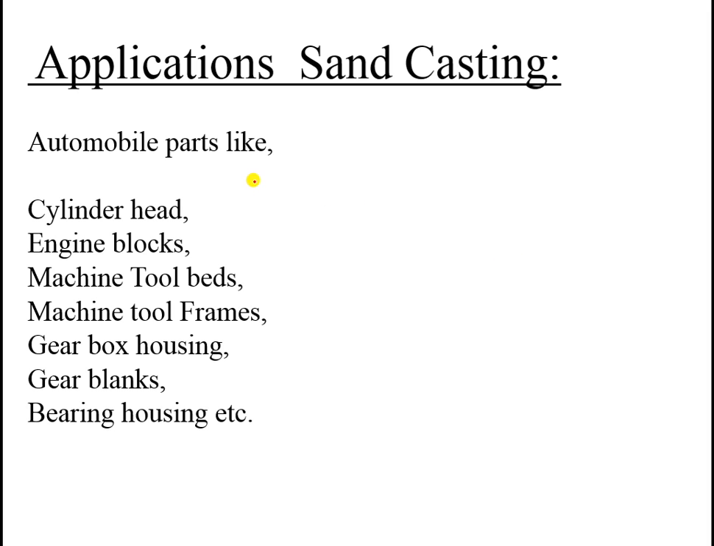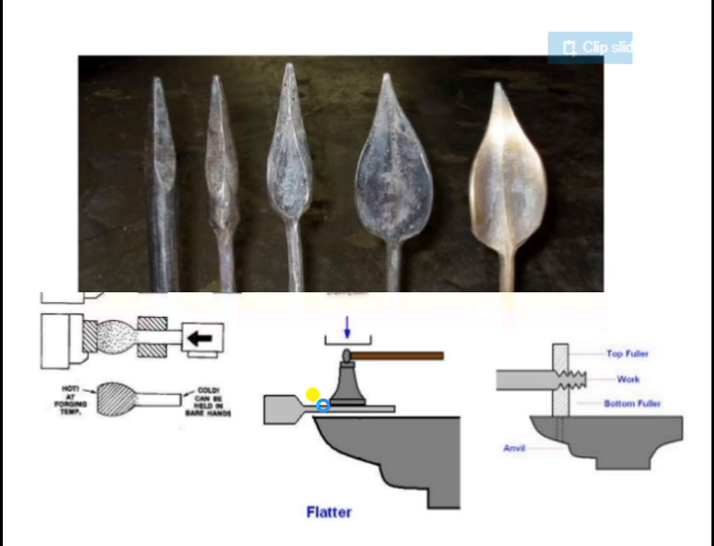These are some of the components you will find in your automobiles which are manufactured by casting, specifically by sand casting: the cylinder head, engine blocks, machine tool beds, machine tool frames, gearbox housing, gear blanks, and bearing housing. These are components which can be manufactured with the help of the sand casting process. So these are the things from my side as far as sand casting is concerned.